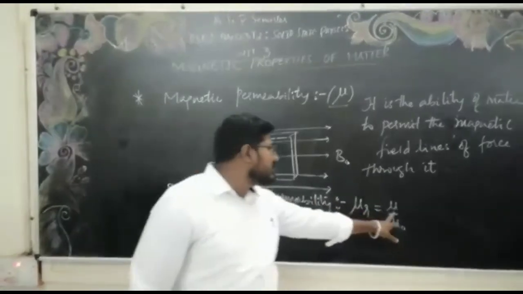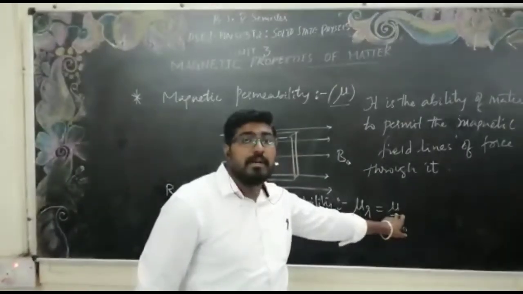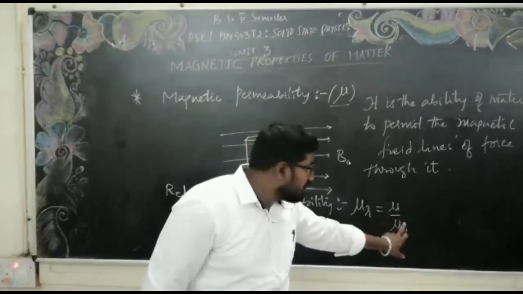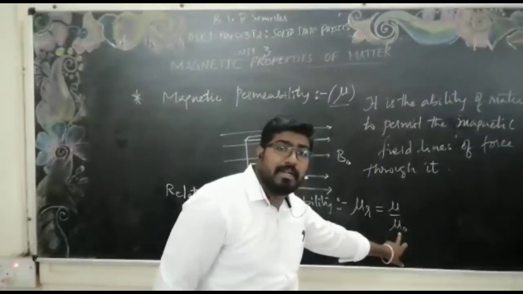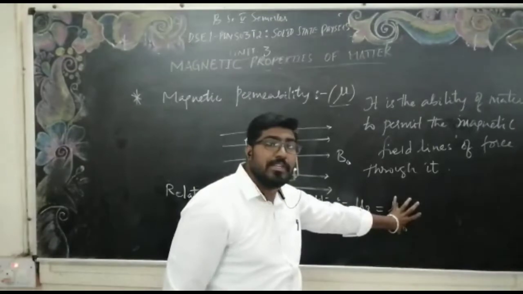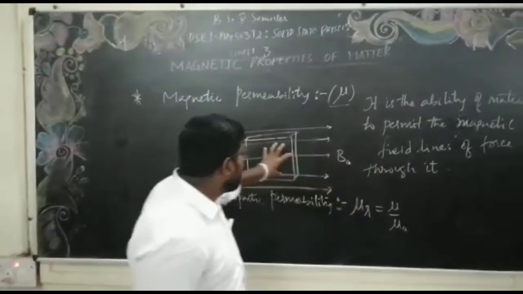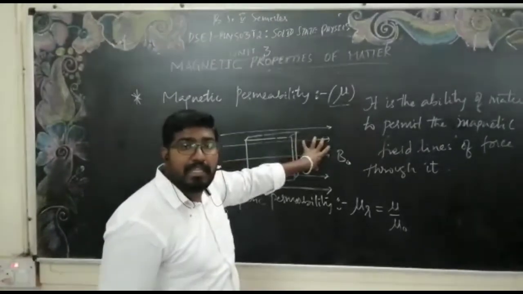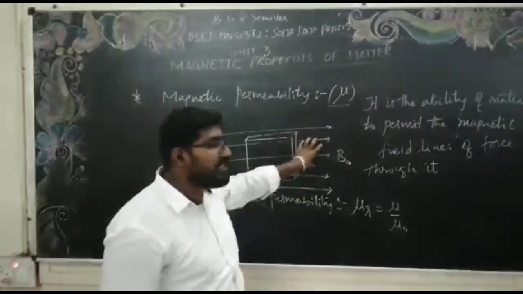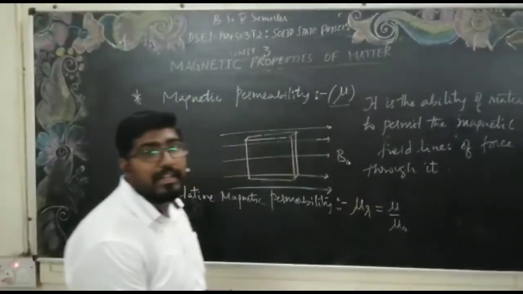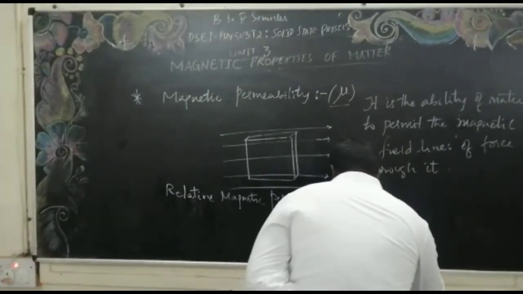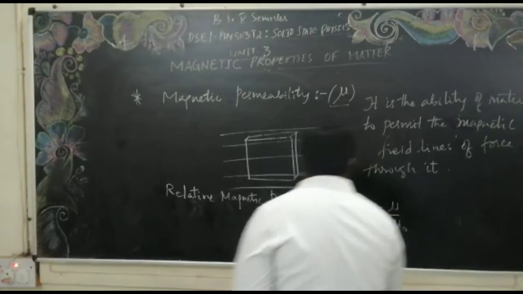That means this mu is the magnetic permeability of the material, and mu naught is the magnetic permeability of free space, and the ratio of these two is our relative permeability. The material permeability as well as the space permeability, the ratio of these two becomes our relative permeability.